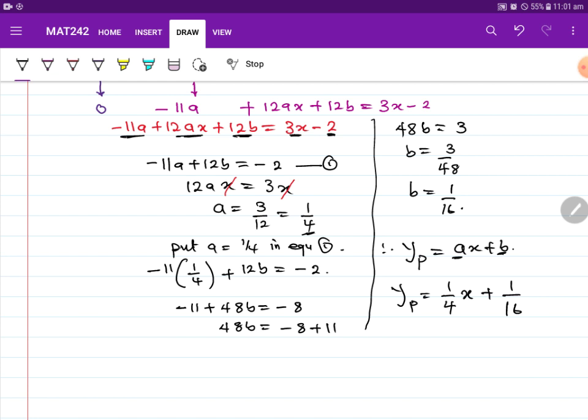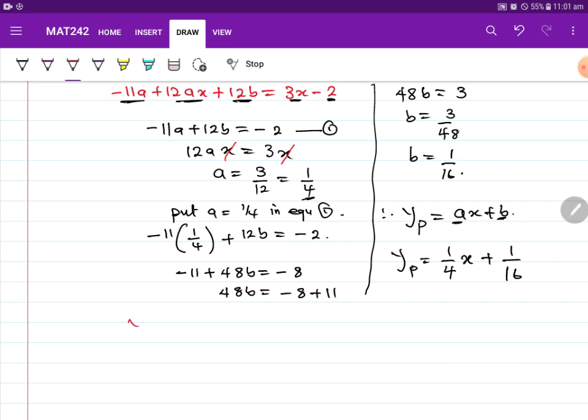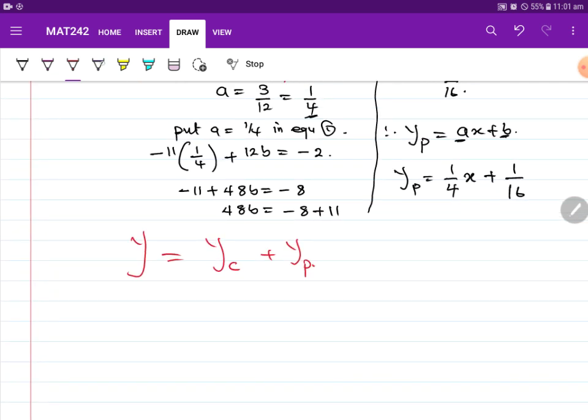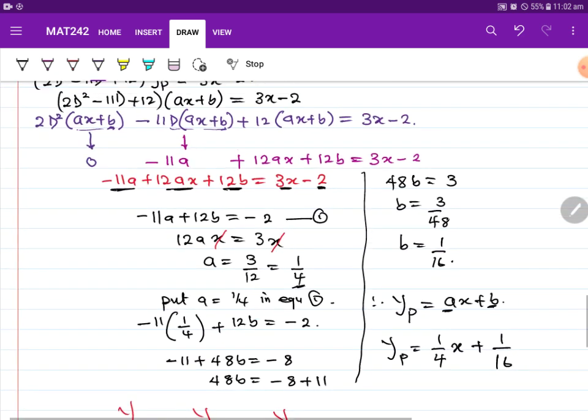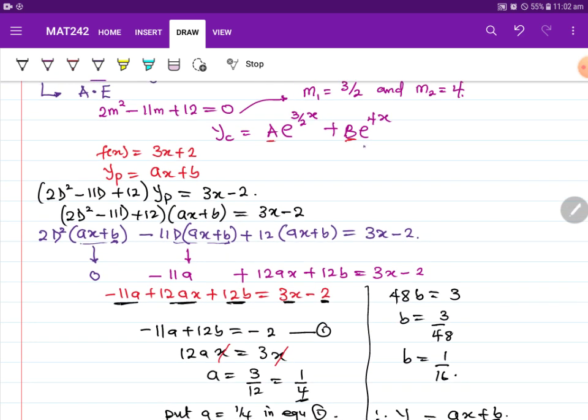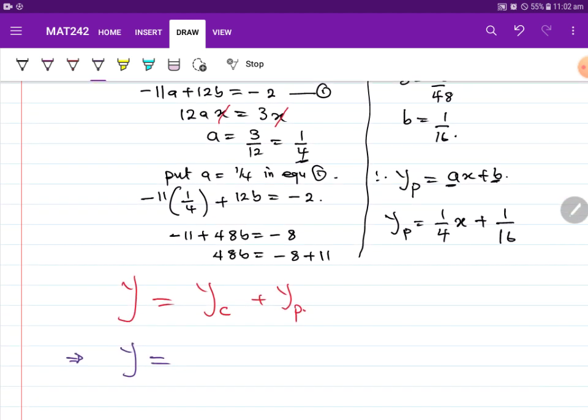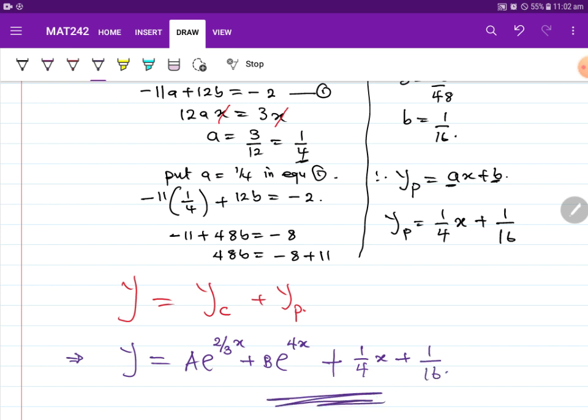Now, let's go back to our general solution. My general solution is y is equal to yc plus yp, right? Therefore, the final answer is y is equal to yc. What is my yc? Let's go and check our yc. This is my yc here. So that's the same thing as a exponential 2 over 3 x plus b exponential 4x, that's for yc, plus yp. What is my yp? 1 over 4 x plus 1 over 16. Final answer. So that's how we solve an inhomogeneous equation when f of x is a polynomial.